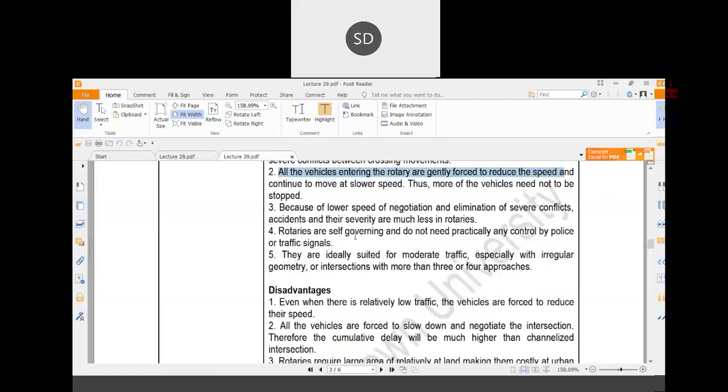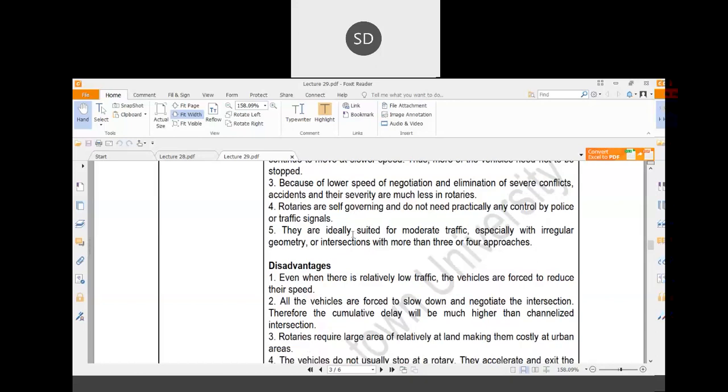Then rotaries are self-governing, and an efficient rotary intersection doesn't require any intervention from the traffic police. They are ideally suited for moderate traffic, especially with irregular geometry or intersections with more than 3 or 4 approaches.